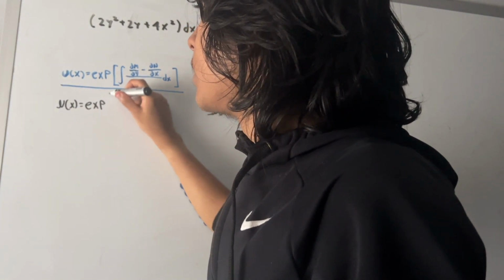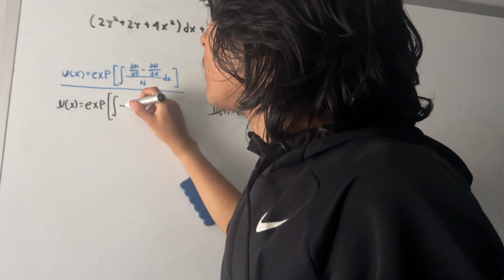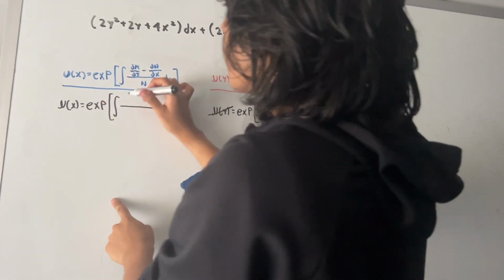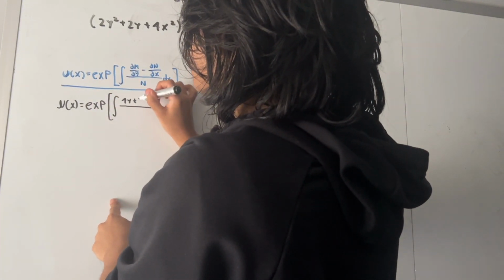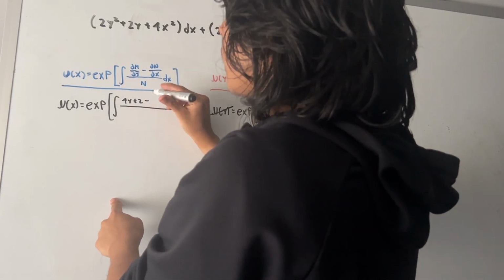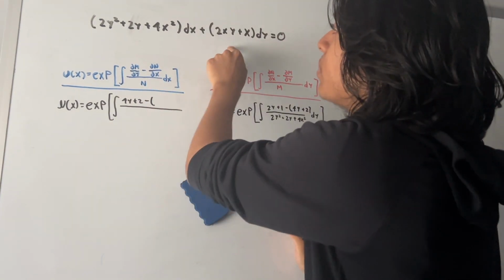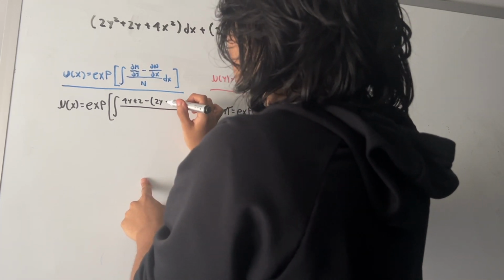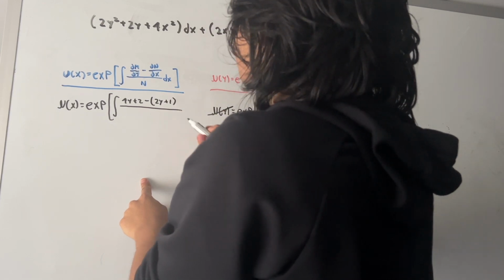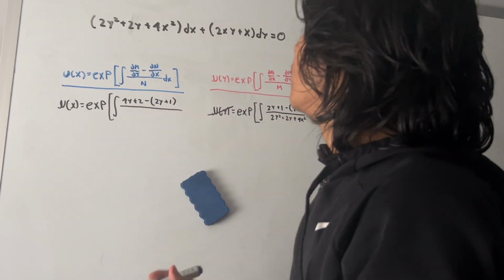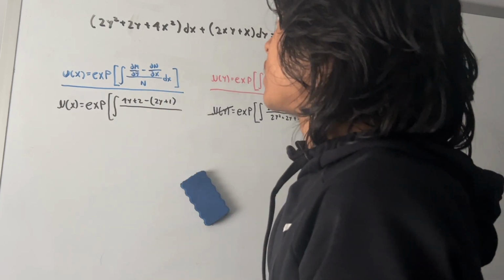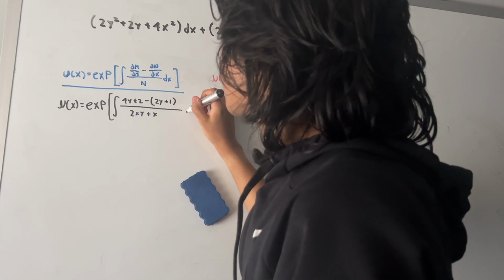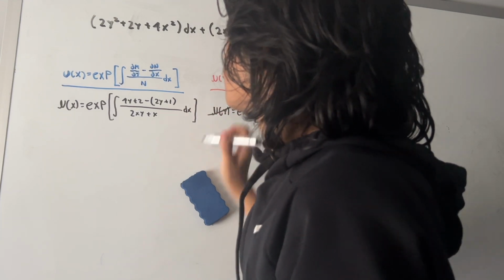So again, just plugging things in. Partial m partial of y, that's just going to be our 4y plus 2. Putting our minus right there, and then partial n partial of x, this right here would be 2y plus 1. Okay. And then at the bottom, we have our n function this time. So 2xy plus x dx.